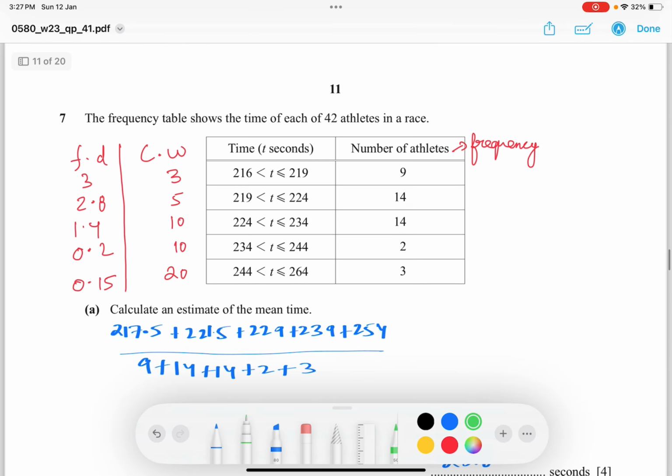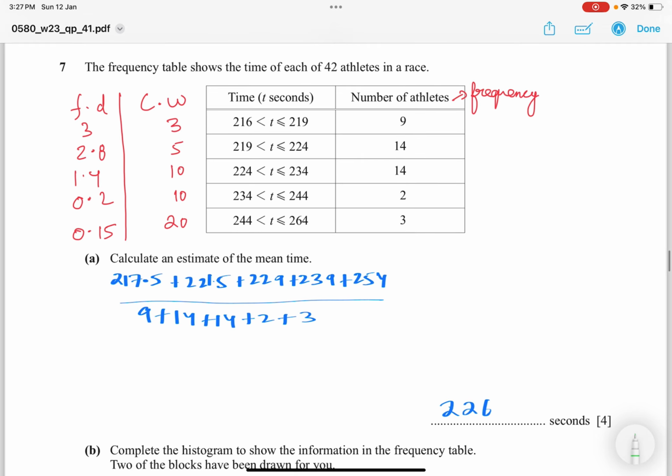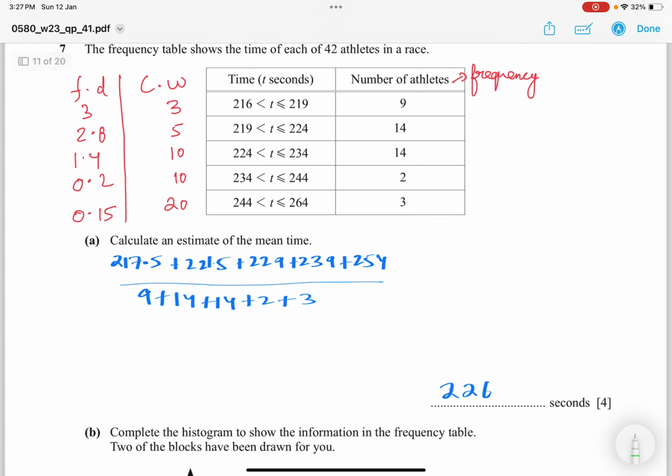The frequency table shows the time each of 42 athletes took in a race. Calculate the estimate of the mean time. How can we calculate the estimate? First, we have to calculate the mid values of these. To calculate the mean, we will calculate the mid values. How can I calculate the mid value? Just add them and divide by 2.